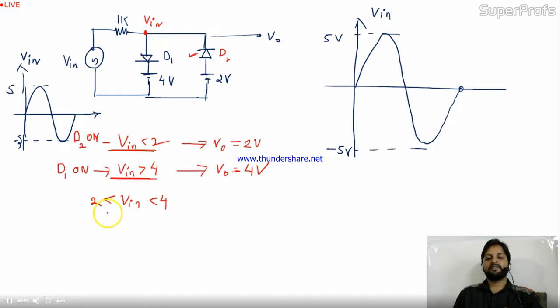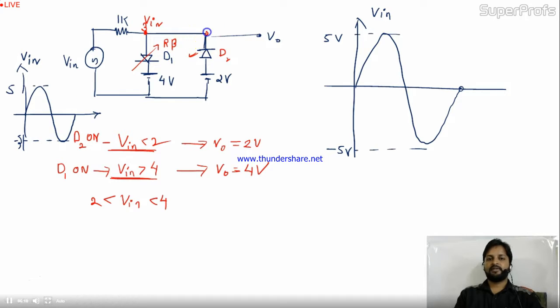Now let's come to this region in between 2 to 4 volt. Let's take the value 3 suppose. What will be the status of D1? Tell me. This is 3, this is 4. Obviously this will be in reverse bias.